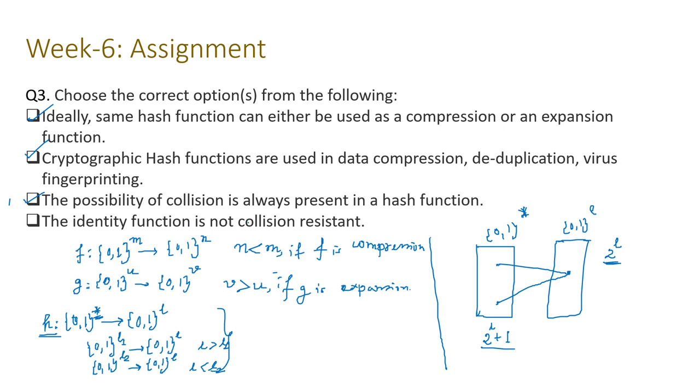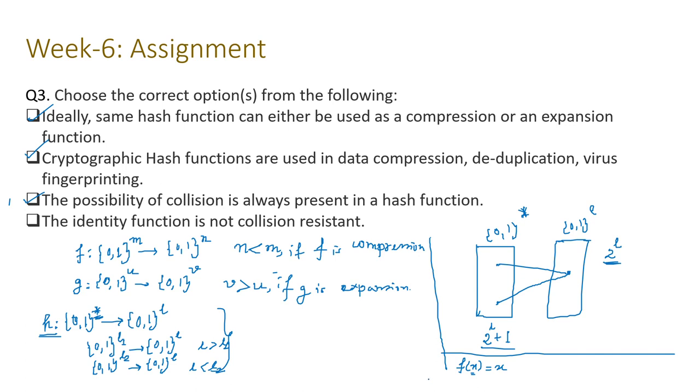The identity function is not collision resistant. Is it true? So what is the identity function? Identity function is f of x equal to x. The output is the same as the input. So is this function collision resistant or not?